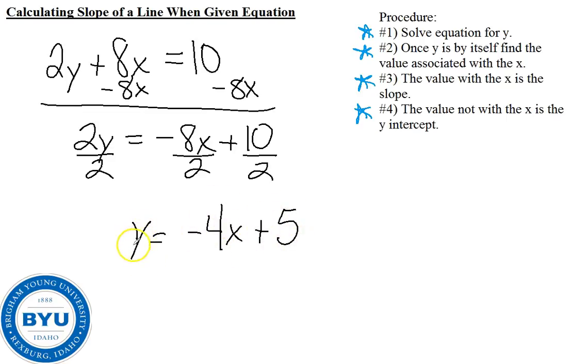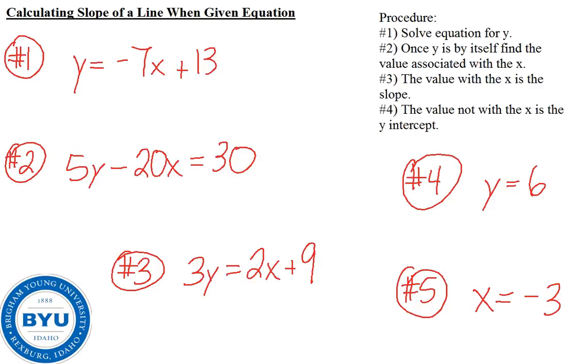So now that it's solved for y, I can identify the slope and the y-intercept because now it's in y equals mx plus b form. The slope will always be the number with the x, so my slope is negative 4. And the number not with the x is the y-intercept, so my y-intercept is 5.